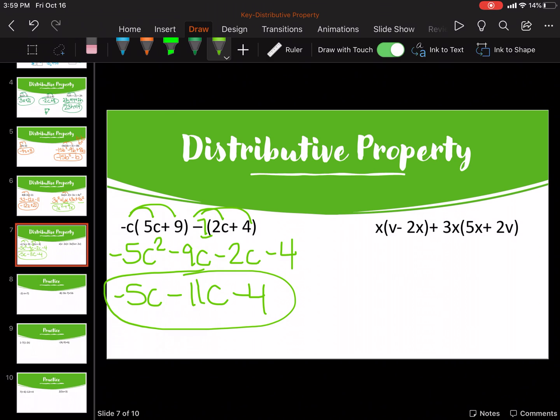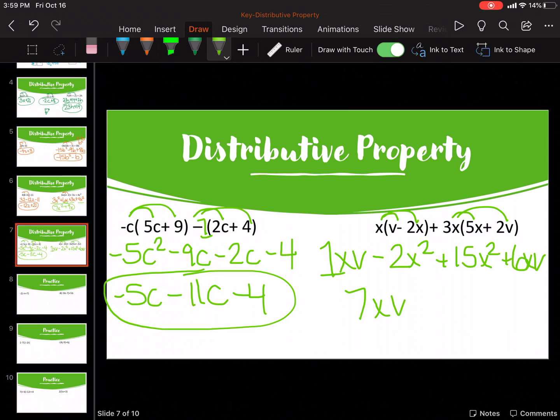Okay. So notice this one we have to distribute again twice. A lot of people in that last one forget the negative, so make sure that you do it. So here we go. X times v is going to be xv. X times negative 2x squared is going to be negative 2x squared. 3x times 5x is going to be positive 15x squared. 3x times 2v is going to be positive 6xv. Remember there's your invisible 1. So 6 and 1 is going to be 7xv.